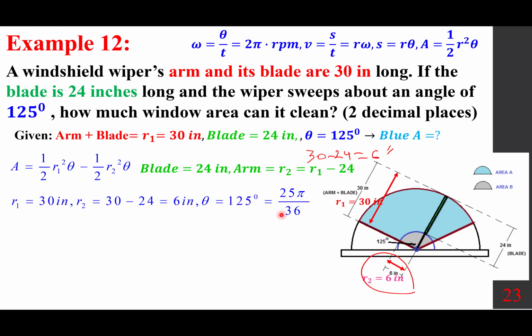Theta is 125 degrees, 25 pi over 36. I'm assuming you know how to convert from degrees to radians and vice versa. It's not a big deal. So plug into this formula, number 30, calculate, and then plug in 6 and calculate the difference, the answer. So half of 30 squared, 25 pi over 36, minus half of 6 squared, 25 pi over 36.